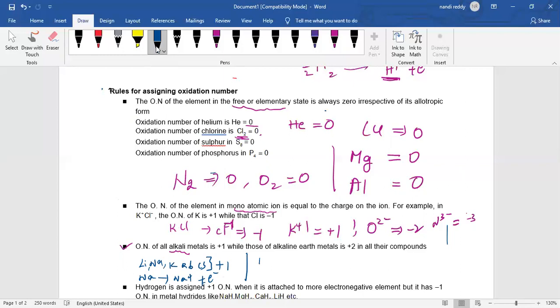Similarly, the second group elements, which we call alkaline earth metals: beryllium, magnesium, calcium, strontium, barium. All of these can show +2 oxidation number. For example, magnesium can lose 2 electrons, the last 2 electrons, that's why +2 oxidation state. So this is what we consider oxidation number or oxidation state, both are the same here. Clear?